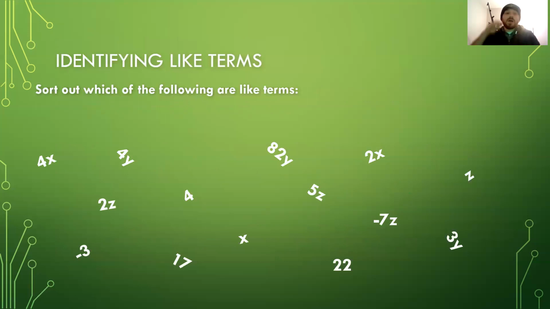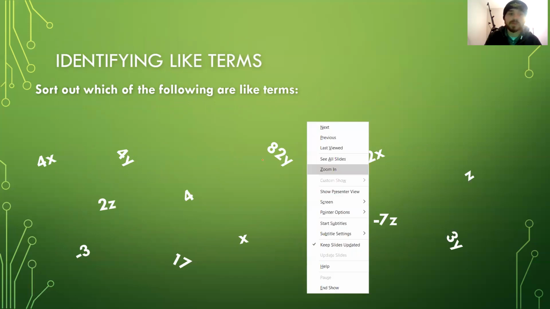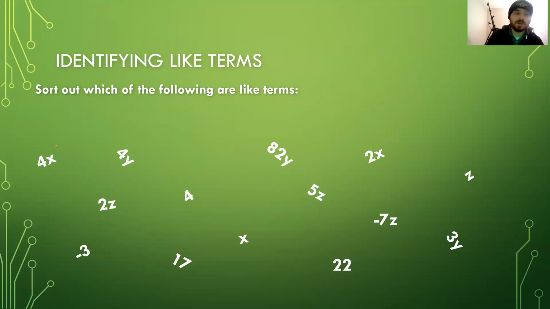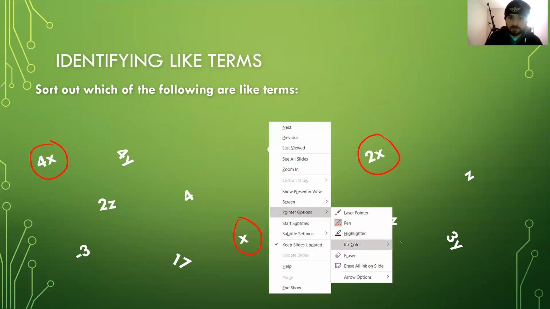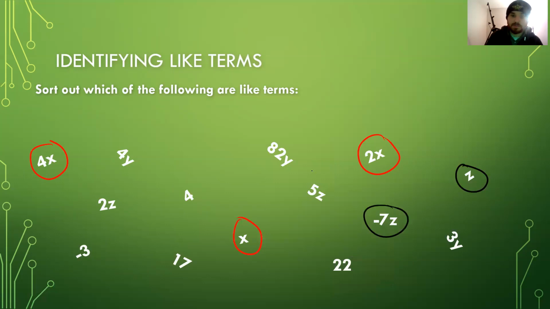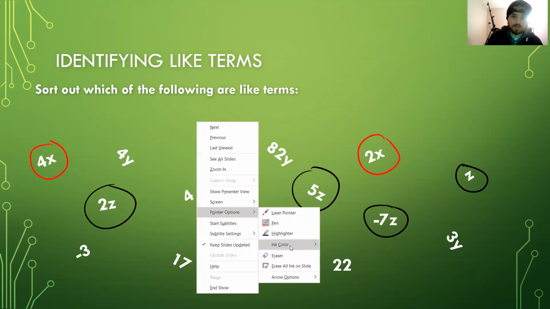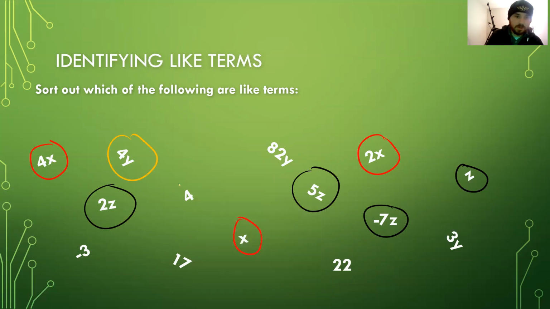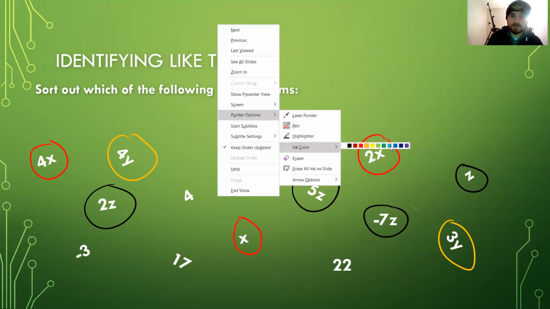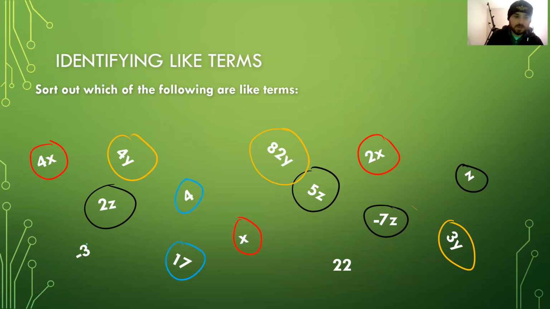But going back to the last page, we want to try to identify some like terms here. So they're kind of all over the board. There's a whole bunch of them. I will use different colors to represent different ones. So we'll start with the x's. Everything circled in red here is a like term. I think that's all of them. And then let's see, we'll do black. So anything with a z would be a like term. Anything with, let's do orange for y. The y is a like term. And then all of the normal numbers, let's just do a different color, so these are all like terms as well.